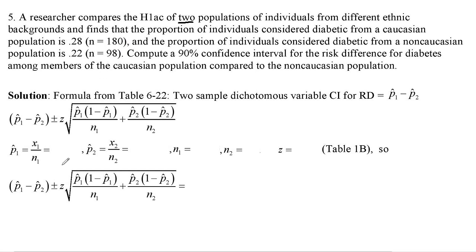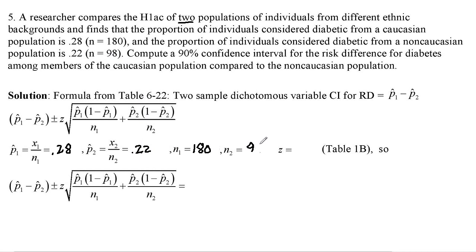So down here, when we start filling in p1 hat, x1 over n1, we don't know what x1 is, but they gave us the whole sample proportion there, 0.28. And then they also gave us that the first sample size is 180. So let's fill that in here. Always got to write down your givens. And then the proportion of individuals that are diabetic from non-Caucasian population is 0.22. Sample size is 98. So this P2 hat is 0.22.